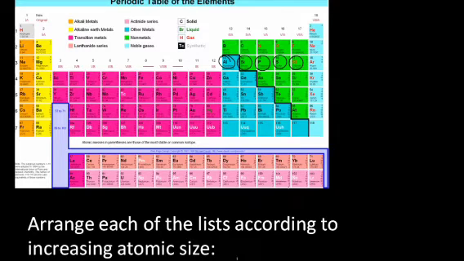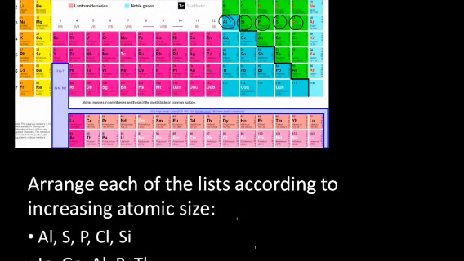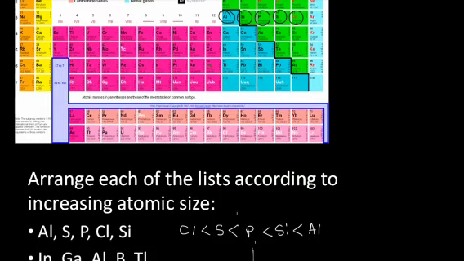And we know that the elements on the left, therefore, will have a bigger size. So in our arrangement, we are going to start with chlorine. Chlorine is smaller than sulfur, which is smaller than phosphorus, which is smaller than silicon, which is smaller than aluminium. Okay, so that's how to arrange this.